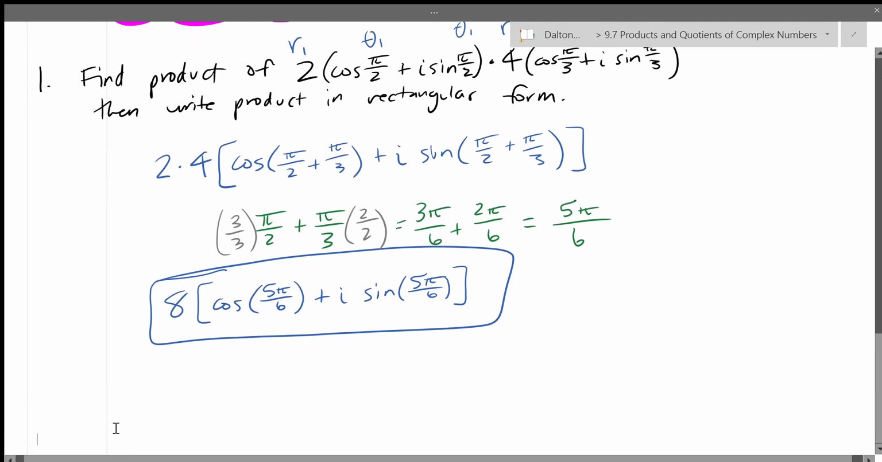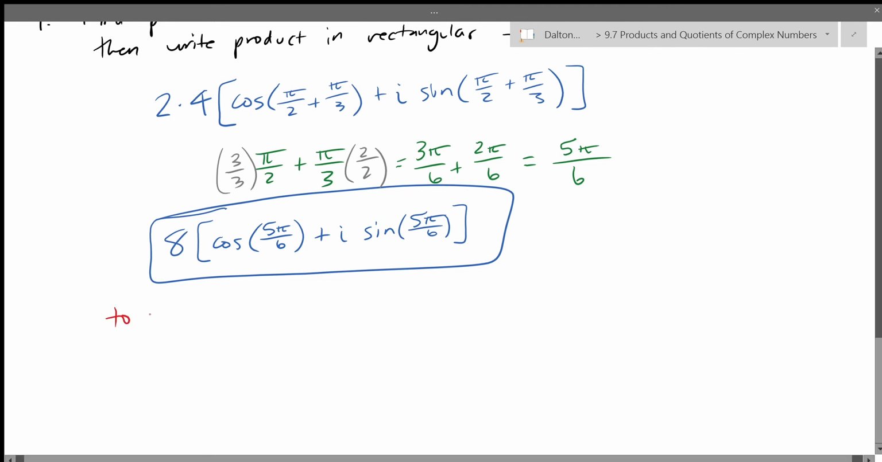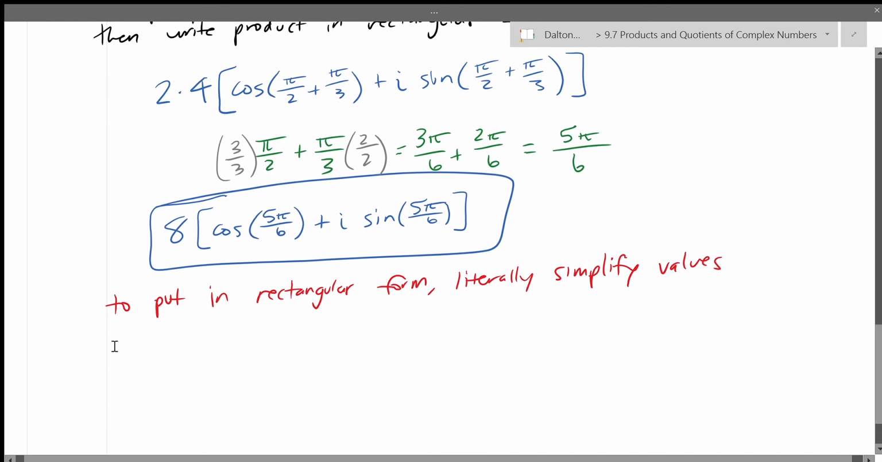So if I want you to convert it to rectangular form, then we're just going to simplify these values. And maybe you need to write yourself a note to do that: to put in rectangular, literally simplify values. Meaning, look at your unit circle and figure out, okay, where is 5 pi over 6? And at that point, where is the cosine and the sine?